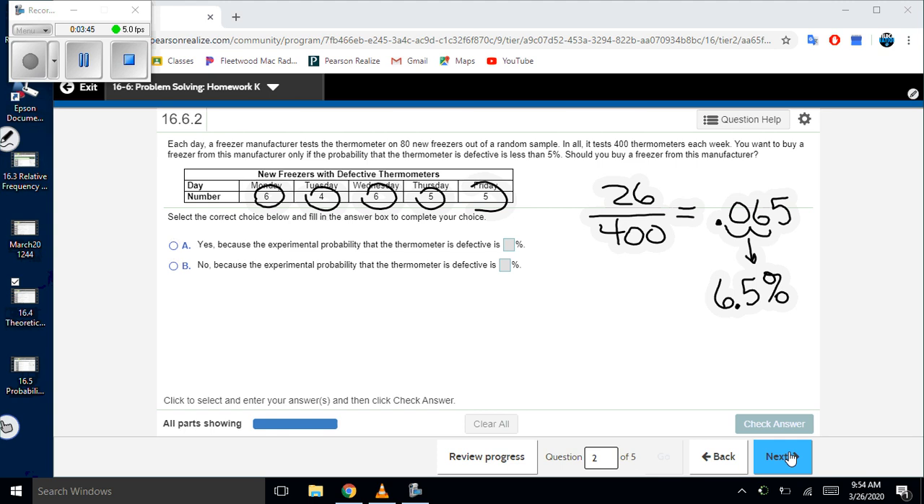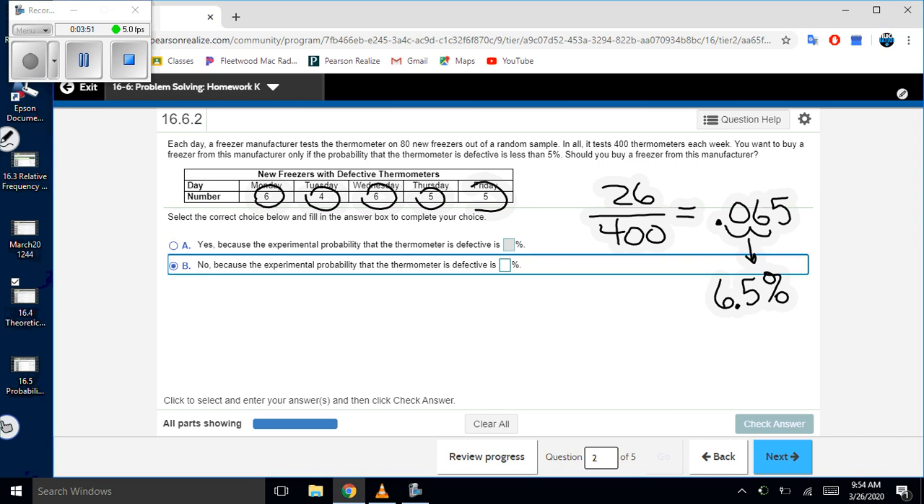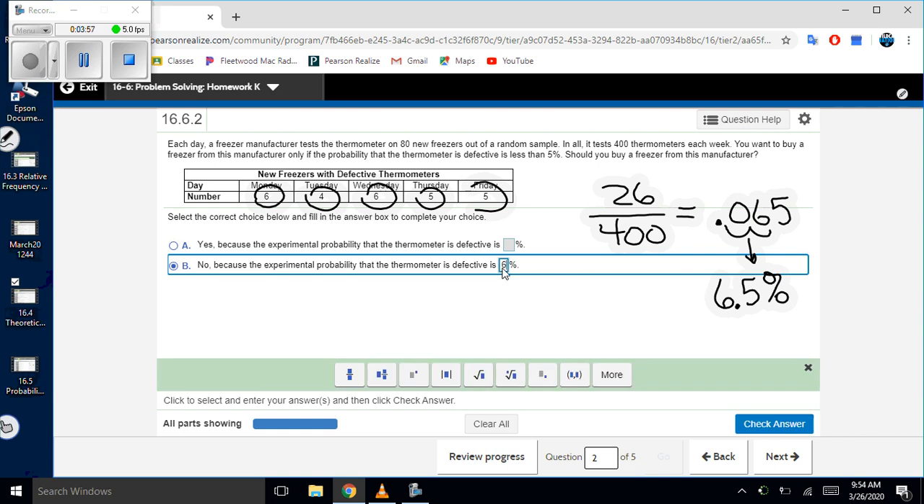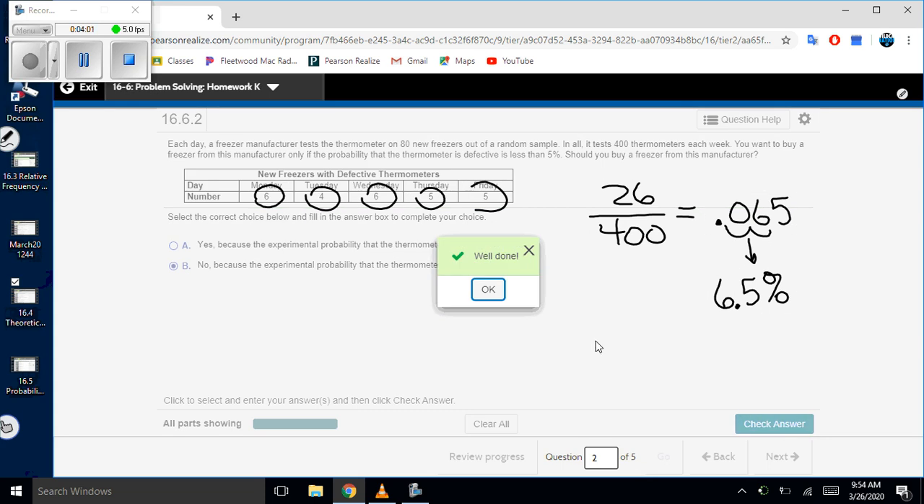So, do you think the person is going to purchase these? The answer would be no. Why? Because we have 6.5% of them are defective. So 6.5, check, we're good. Okay? Questions on that one.